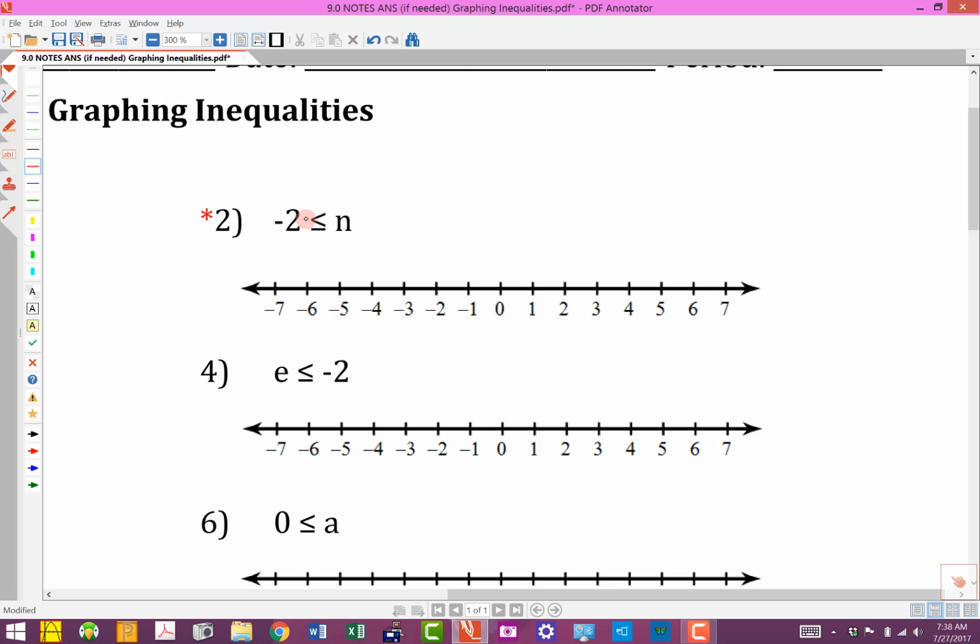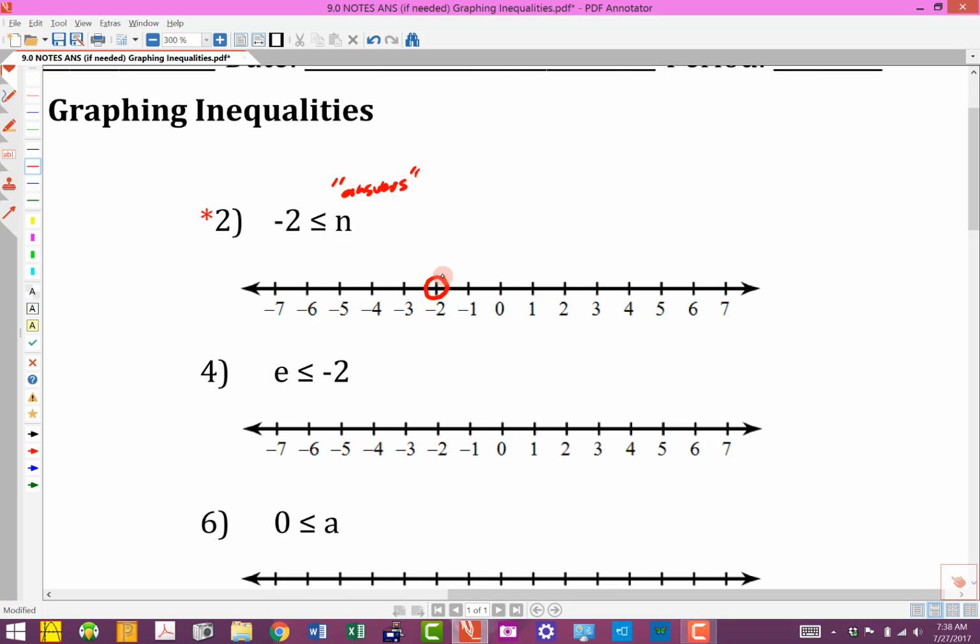If you read it the other way from the number, it's a little bit harder to understand. So this would be -2 is less than or equal to n. And again, I'm going to use the word answers here. And I'm going to read it backwards again. I'm going to read n is greater than or equal to -2, or the answers are greater than or equal to -2. So here's -2.